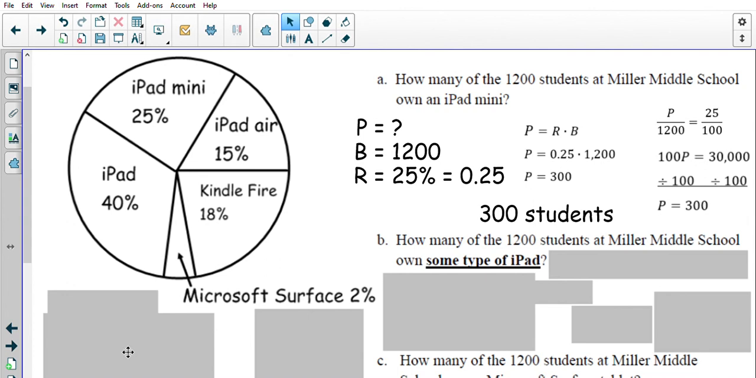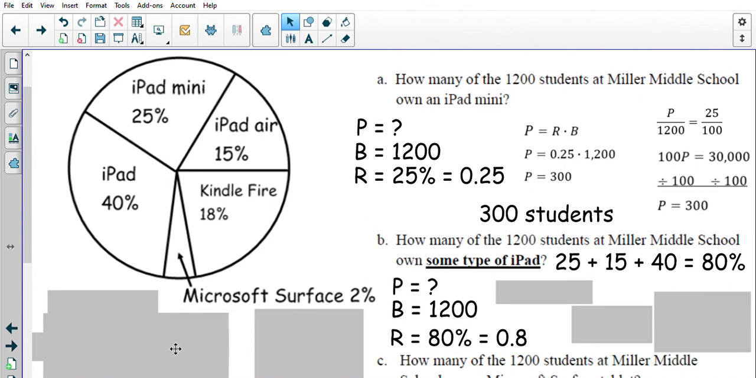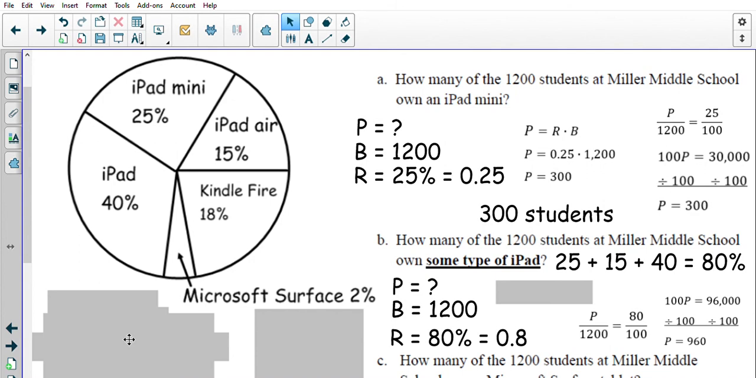Letter B, how many of the 1,200 students at Miller Middle School own some type of iPad? So that means we need to add the 25% for the iPad mini, the 15% for the iPad Air, and 40% for the iPad to get 80% of students. So same as your last problem, except your R is 80% now, or 0.8. So percent proportion is going to look like this. We would take P over 1,200 equals 80 over 100. You end up getting 960.